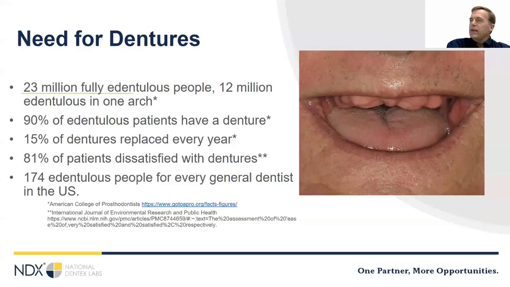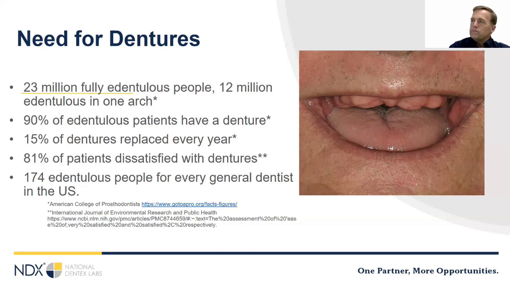So let's talk about the need for dentures. I used American College of Prosthodontics statistics. I feel like most people would consider them very reliable. Oftentimes they tend to be a little bit conservative based on the range of information I see out there. So I think we can see these as kind of a minimum of what's out there.